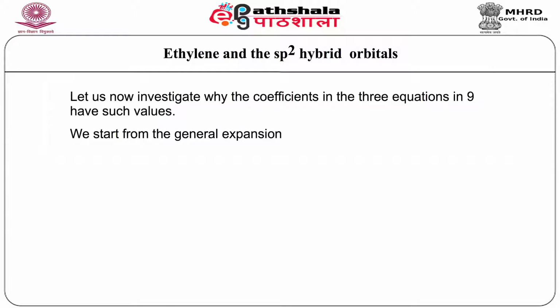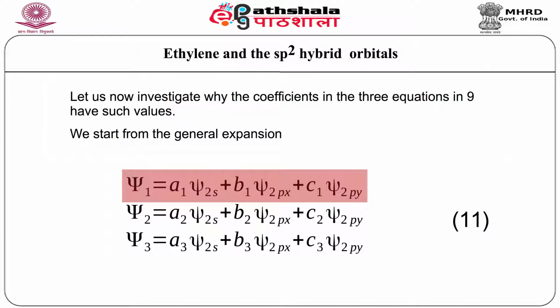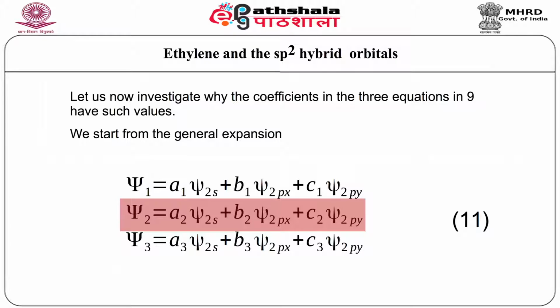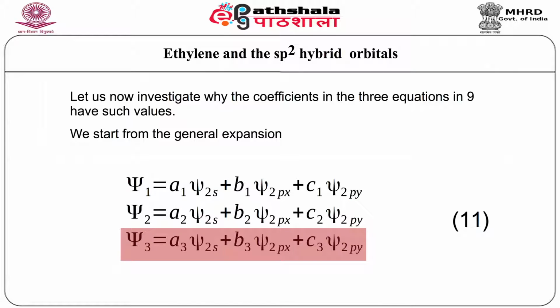Let us now investigate why the coefficients in the three equations in 9 have such values. We start from the general expansion. Ψ1 equals A1 Ψ2s plus B1 Ψ2px plus C1 Ψ2py. Ψ2 equals A2 Ψ2s plus B2 Ψ2px plus C2 Ψ2py. Ψ3 equals A3 Ψ2s plus B3 Ψ2px plus C3 Ψ2py.